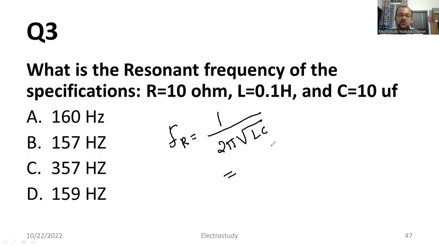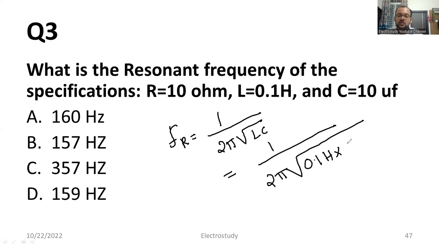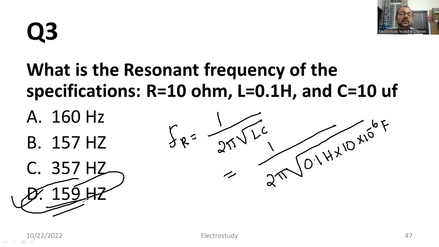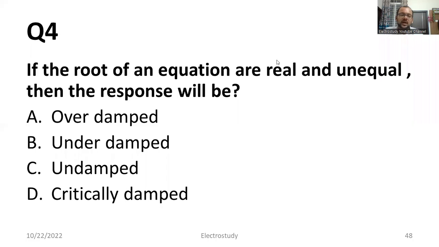Let's substitute: 1 by 2 pi into square root of, what is L? 0.1 Henry, into 10 into 10 to the power minus 6 farad. Do simplify. If you simplify, you will get 159.8, which is approximately equal to 159 hertz. You can do it very fast. Let's move on to another important question.